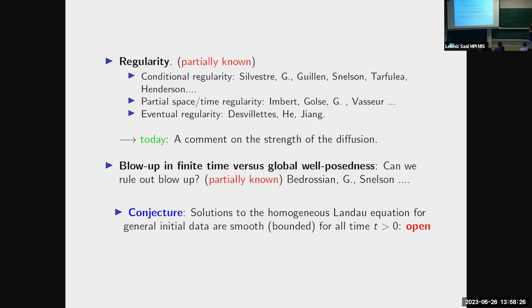So what about regularity? Well, there are three types of research programs. The first one is conditional regularity. What I mean by that is assuming that I know a little bit more. I don't know if that is true, but assume that I know a little bit more. Can I say a lot more?